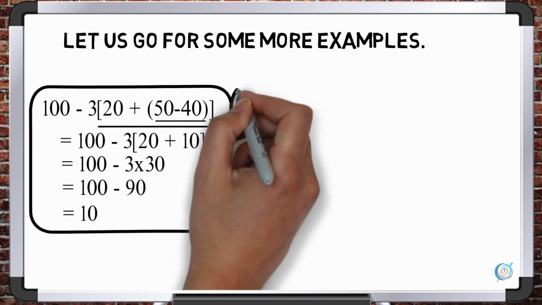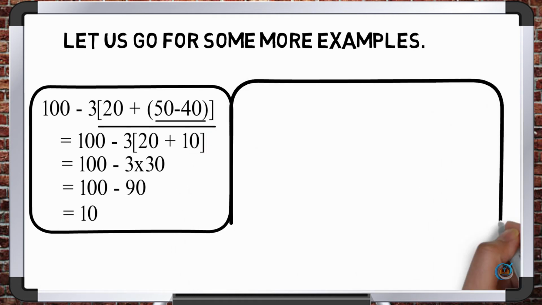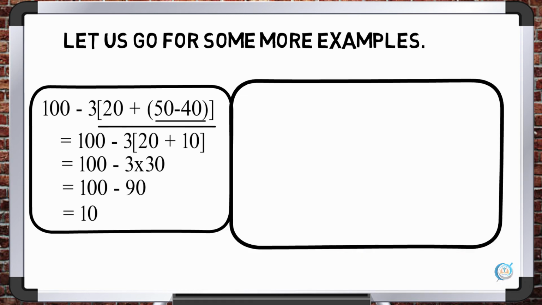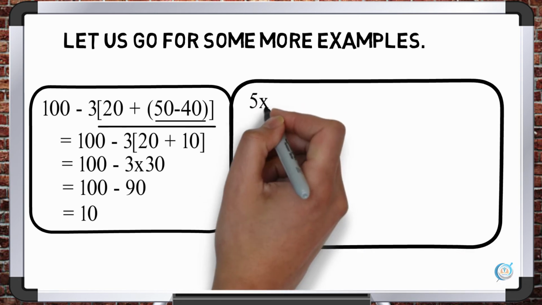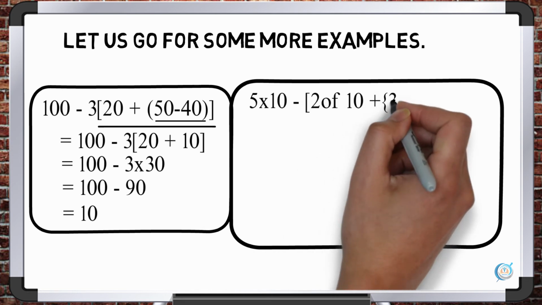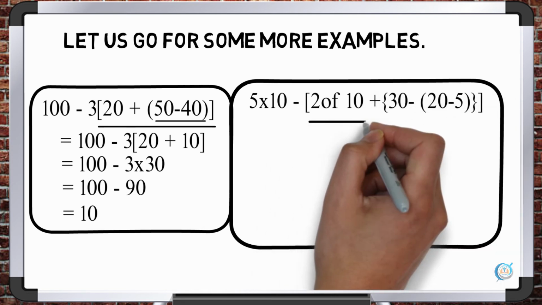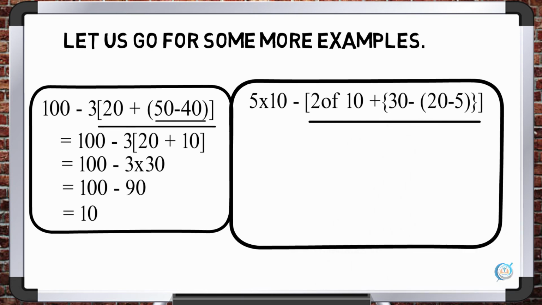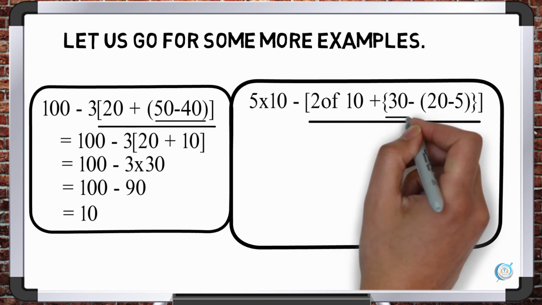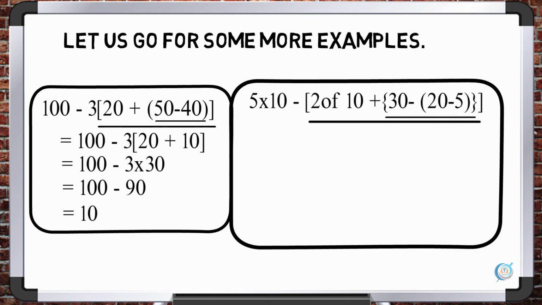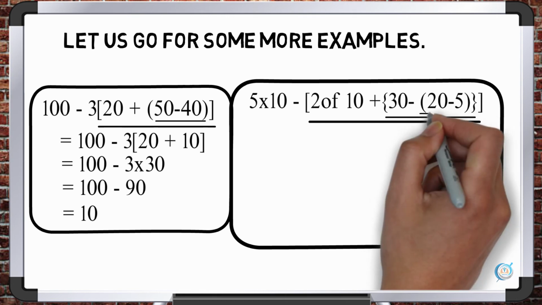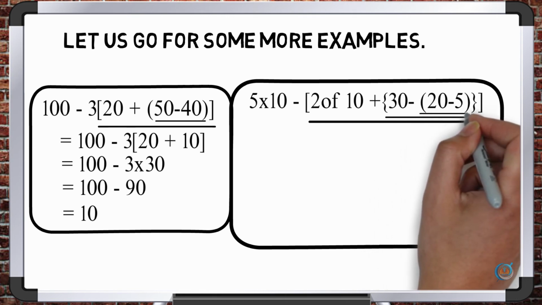Now let us do one more question. 5 into [10 minus 2 of {10 plus (30 minus 20 minus 5)}]. So here 3 brackets are given. Outside one square bracket, inside one set bracket, and finally one normal bracket. So we'll do the interior bracket first.